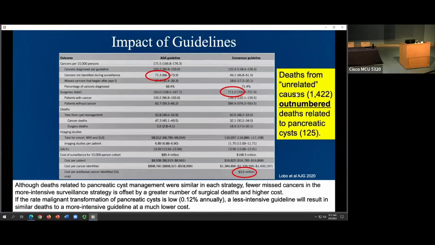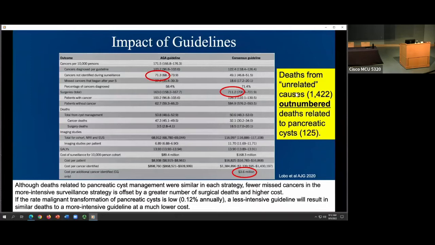What this model showed was that the two guidelines were similar in terms of deaths related to pancreatic cystic neoplasm management. The 2017 international guidelines had more surgeries and more surgery related deaths, more imaging studies, and a higher total cost per cancer identified, which corresponds to about 3.6 million higher cost per additional cancer detected.